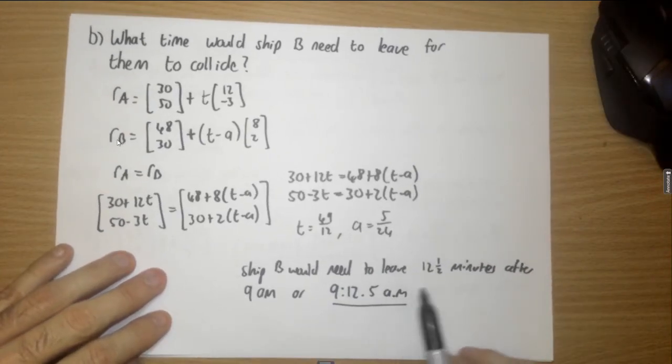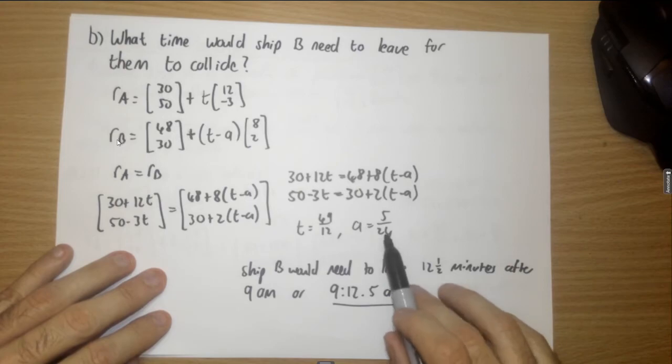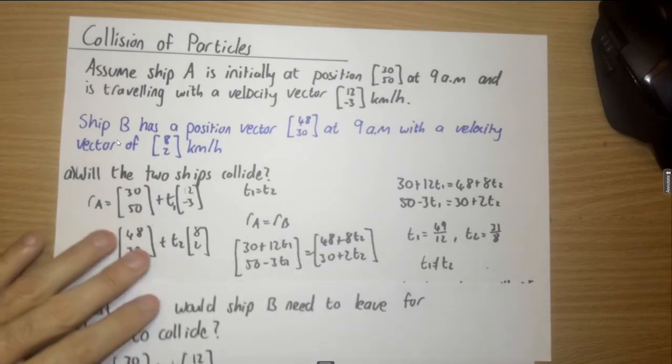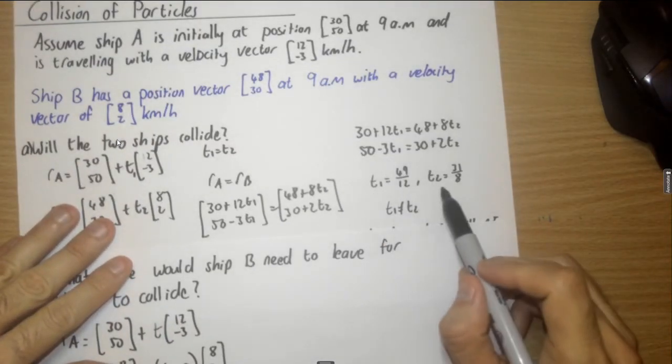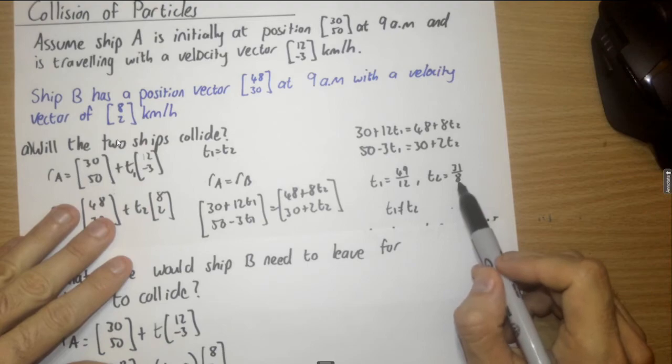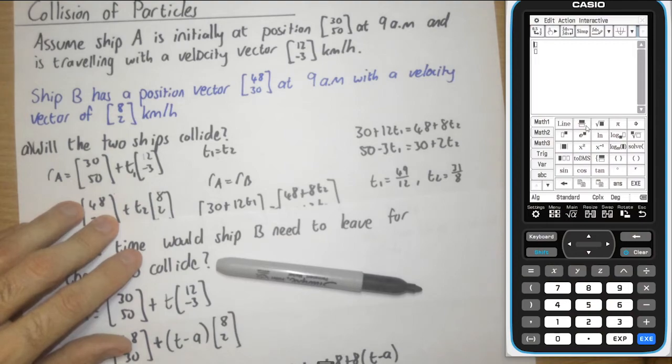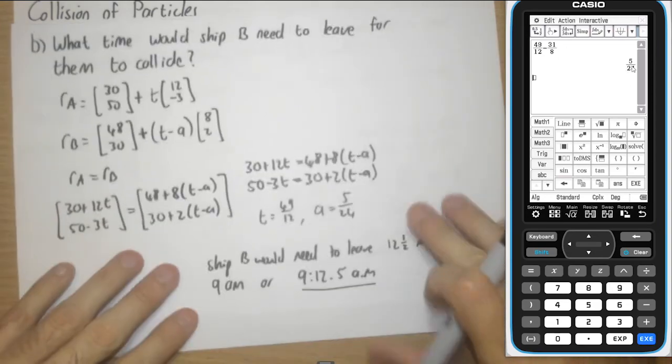Now let's just see how that 12.5 minutes compares to the previous answer, because we can see how we get the same t value of 49 over 12 as we had before. Before we had t1 is 49 over 12 and t2 was 31 over 8. If I do 49 over 12 take away the 31 over 8, that tells us how much longer B would have had to wait to collide with ship A, which is 5 over 24, exactly what we got for our A value.